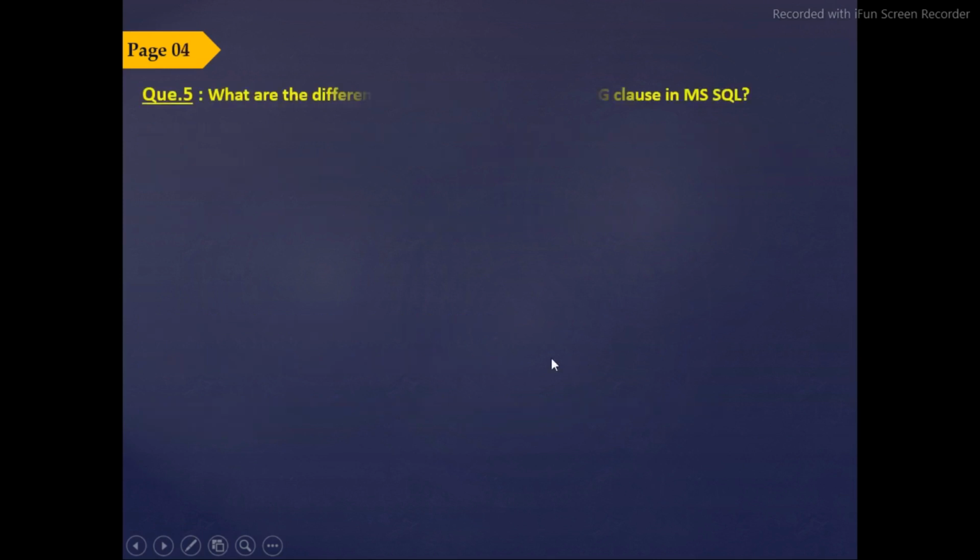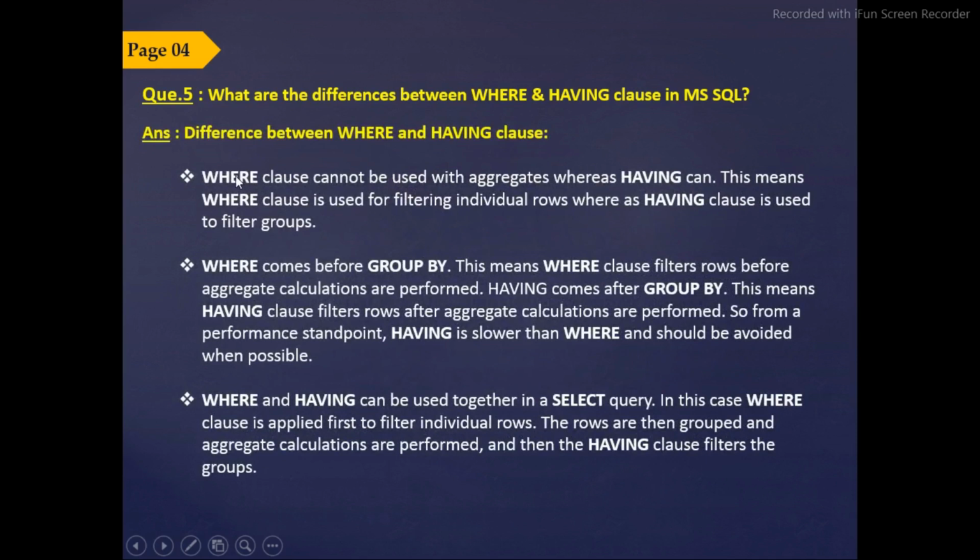Okay. So next question is what are the differences between the where and having clause in MS SQL? This is the most important question which is generally asked by the interviewer. And the answer is the difference between where and having clause. Where clause cannot be used with aggregates, whereas having can. This means where clause is used for filtering individual rows, whereas having clause is used to filter groups.